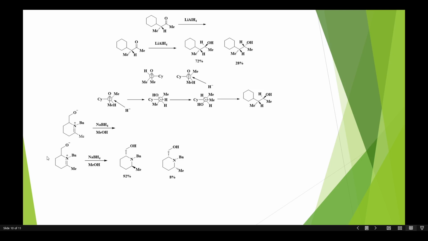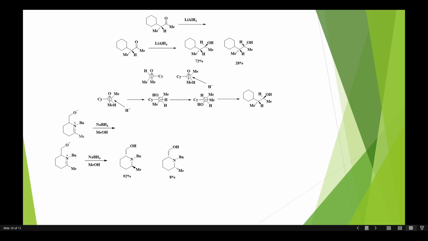This is the iminium ion group, and we reduce it in the presence of sodium borohydride to the corresponding amine. This particular one we call a tertiary amine. This nitrogen is nothing but the tertiary amine. That's why in our starting material we have the iminium ion.